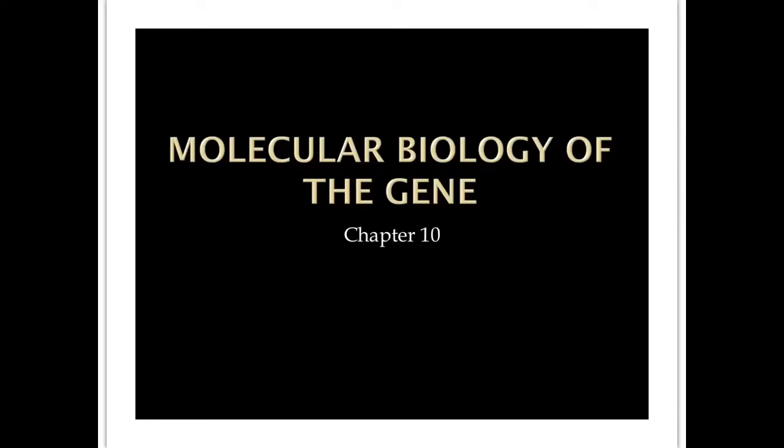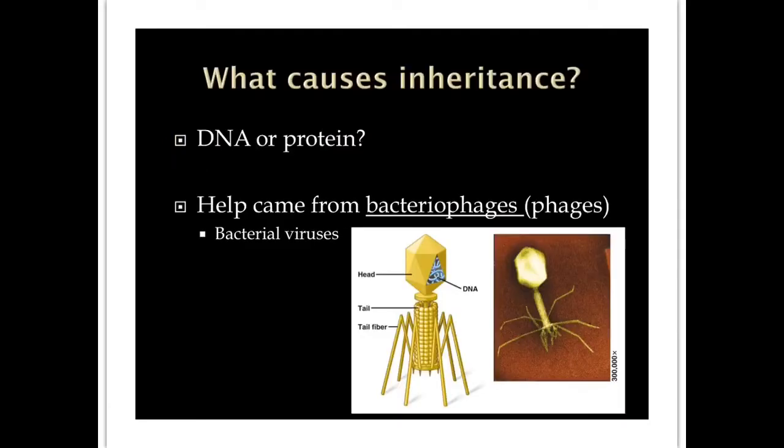Chapter 10 is titled Molecular Biology of the Gene. So first, scientists had to figure out what was the genetic material, what causes inheritance. They did have it narrowed down to either DNA or protein. So they performed an experiment using bacteriophages. Bacteriophages, sometimes for short called phages, are viruses that only infect bacteria.